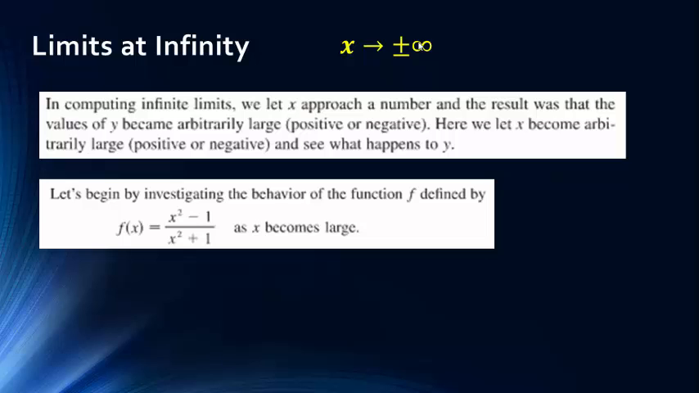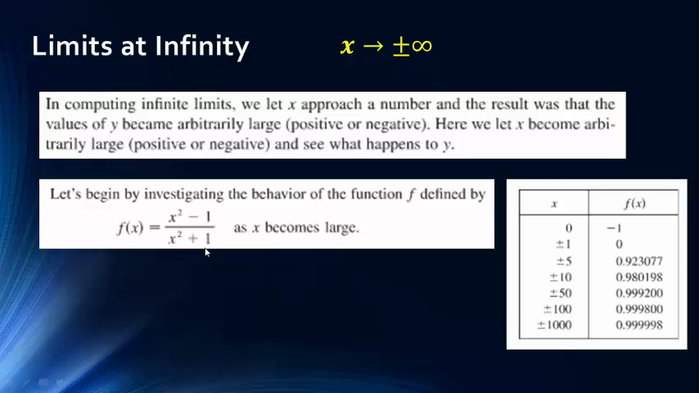So let's see what happens when we look at a function. These can be a little bit confusing because notice that we basically have infinity over infinity, because as x becomes infinity, infinity minus 1 is still infinity, infinity plus 1 is still infinity, so it becomes a little bit hard to see what's going on.